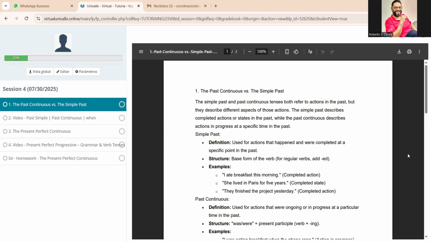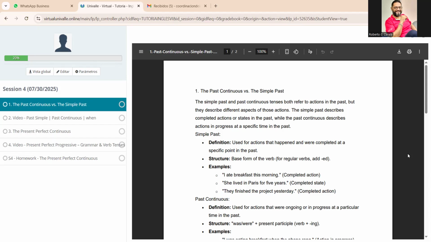Today we're looking at the past continuous versus the simple past. Here are some explanations. Here's basically the differences between one tense and the other. The simple past and past continuous tenses both refer to actions in the past, but they describe different aspects of those actions. The simple past describes completed actions or states in the past, while the past continuous describes actions in progress at a specific time in the past.